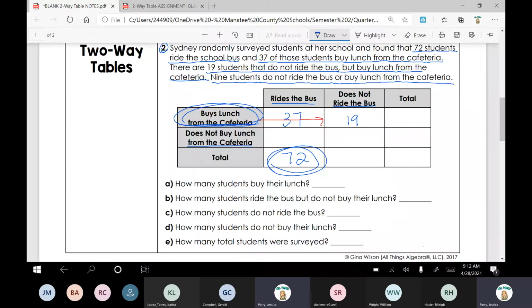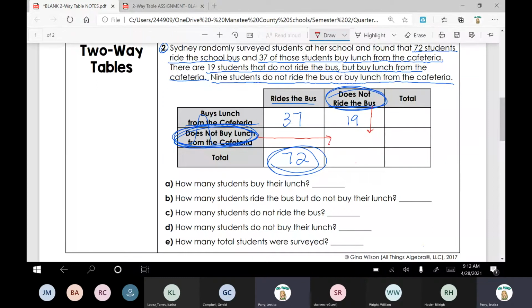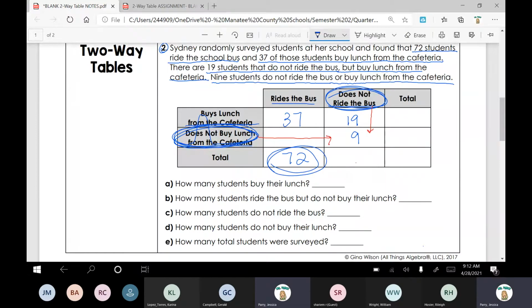And let's keep on going. 9 students do not ride the bus or buy lunch from the cafeteria. So does not ride the bus, and what did it say? Or buy lunch. So does not buy lunch. So we got these two sections here. We're going to drag our fingers across until we can meet here and here. And that's where we can put that 9. Okay, so that is all the information that they gave us.